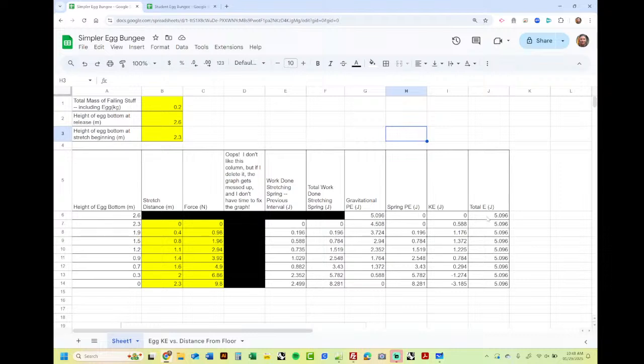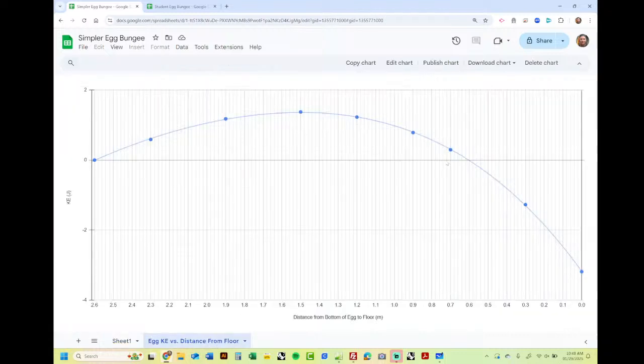And if the total remains the same, and we know the gravitational, and we know the spring, then we can calculate the kinetic. It's just going to be the total minus those two. So you get the kinetic energy. Kinetic energy is really where it's at, because what we want to know is when is the egg going to stop, and that's the point where it has zero kinetic energy. So you can see the kinetic energy goes up from zero, then it goes down, down, down, goes negative here. So somewhere between there and there is where the bungee is going to stop, and this graph makes that easier to see. It's right there, 0.6 meters.